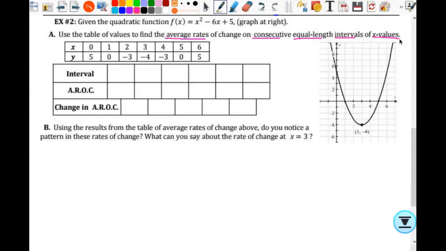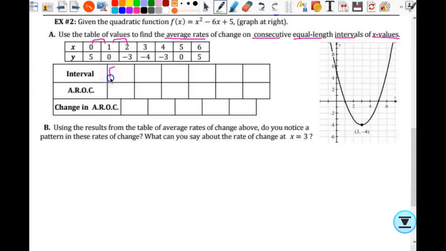Meaning that I'm not going to find the average rate of change between 0 and 1 and then between 1 and 4, because those intervals are not equal to each other, okay? So we're going to find it between 0 and 1 and then 1 and 2. In the intervals, we're going to write it just for these notes purposes to understand what we're doing, but then we're not going to have to write it like this again, okay?